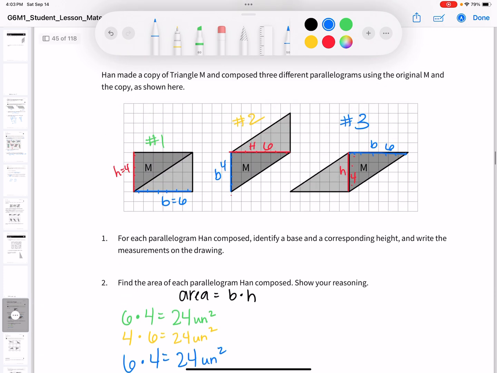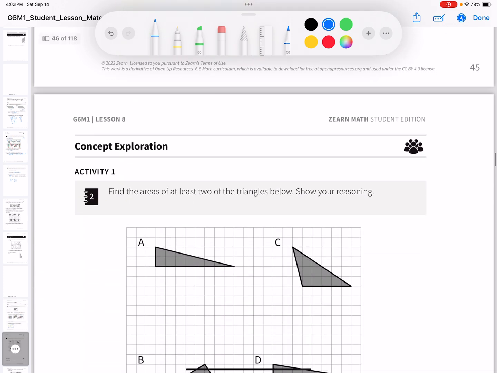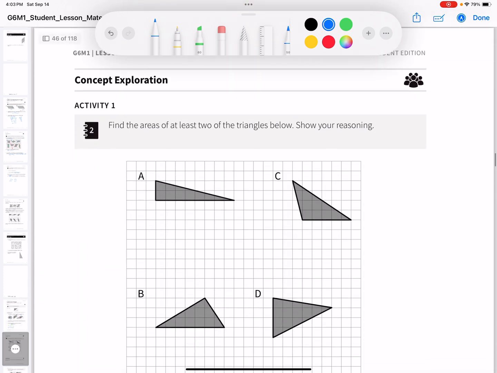So just because they look different, they still have the same heights and the same bases, right? They have the same numbers for height and base, and they all have the same area. All right, find the area of at least 2 triangles below. We're going to do all of them.